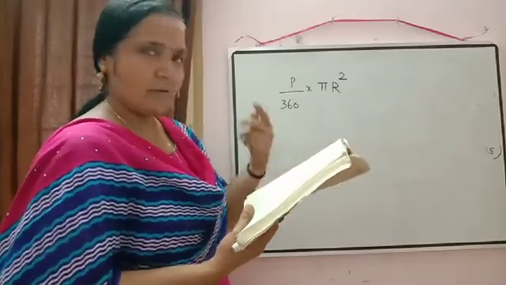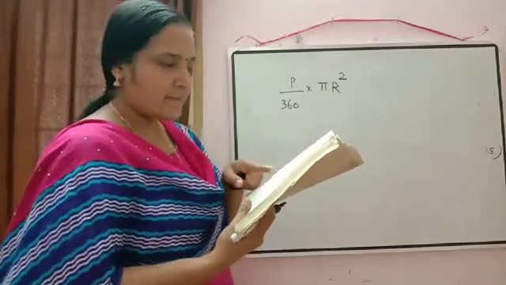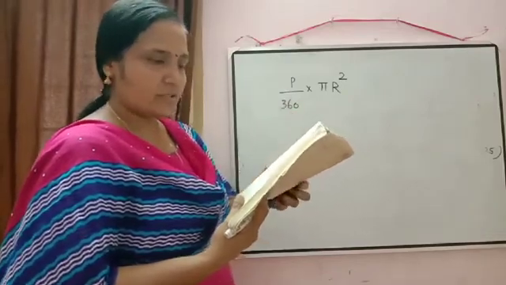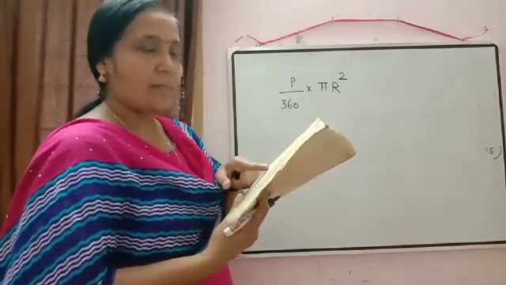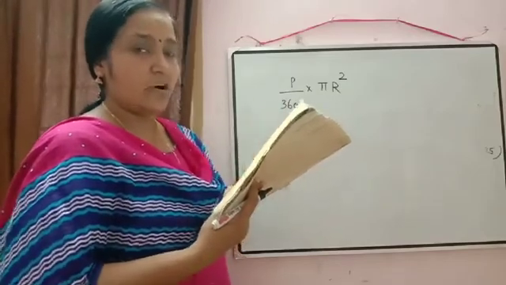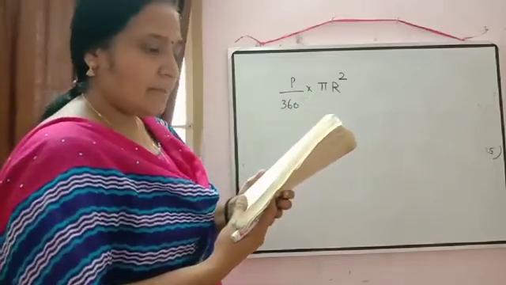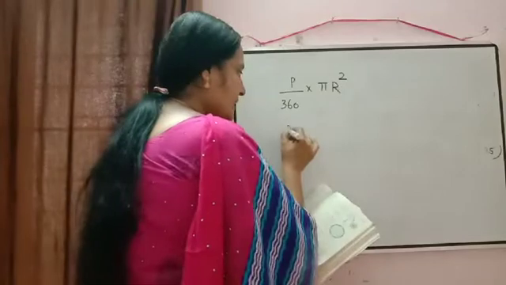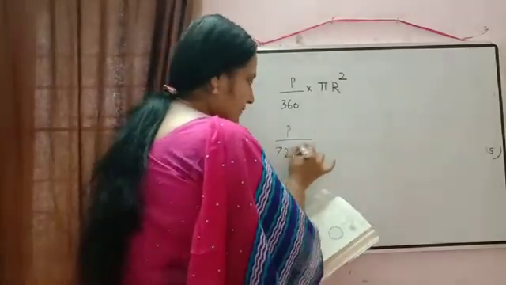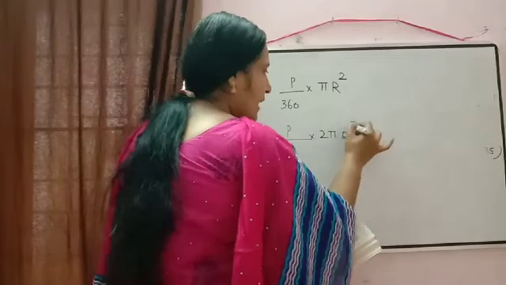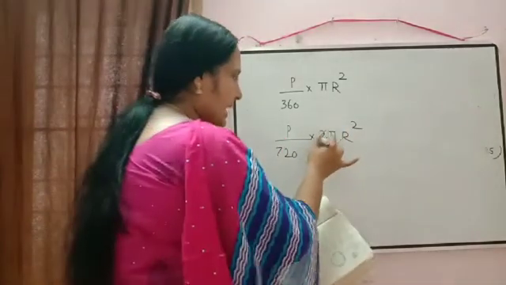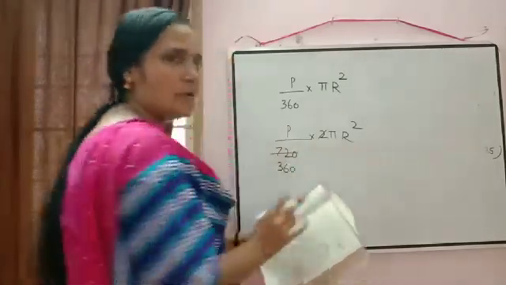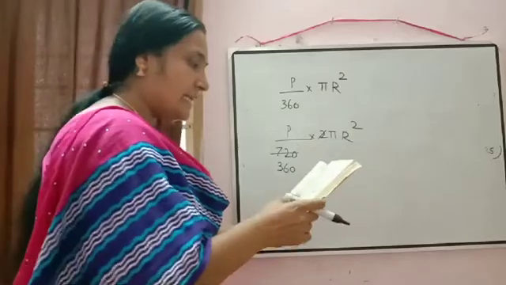Just to check. First one is not possible because 2 pi R is written. Second one, in place of 360, 180 is written, so that also is not possible. Third one also has 2 pi R, so C is also not possible. The option D, just to check, is written as P by 720 into 2 pi R square. Correct? If you cancel this 2 and 720, what will you get? P by 360 into pi R square. So option D is correct.